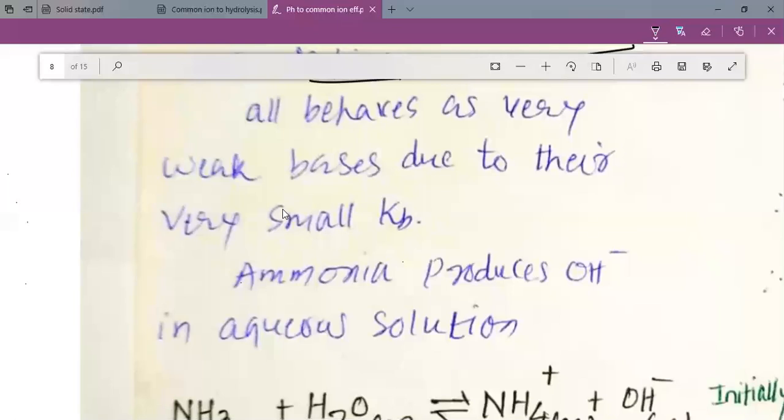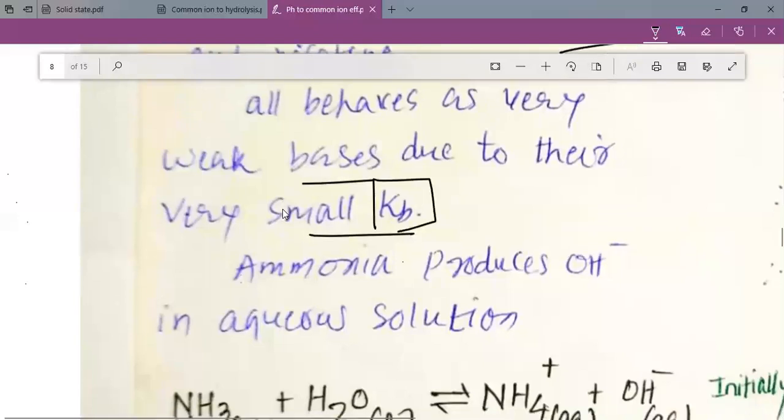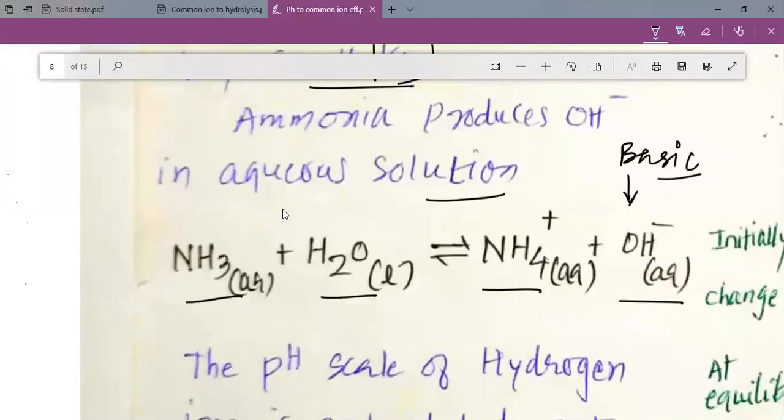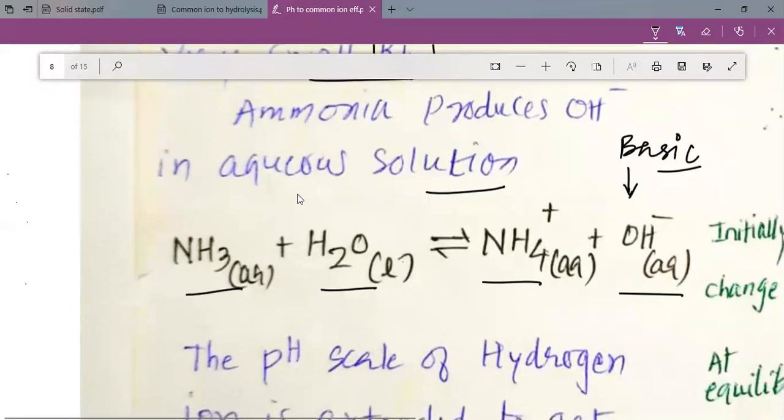All these amines behave as very weak bases due to their very small Kb. Their value for Kb is very small, and that is why they behave like weak bases. Now ammonia produces OH minus in aqueous solution. So if you add ammonia into water, it produces OH minus, and due to the presence of OH minus, it is basic in nature. So you can understand the basic character.